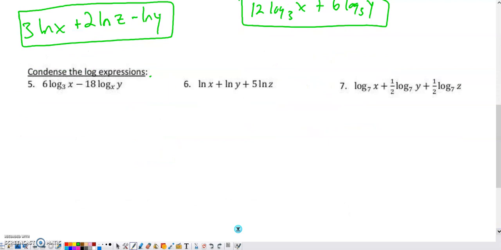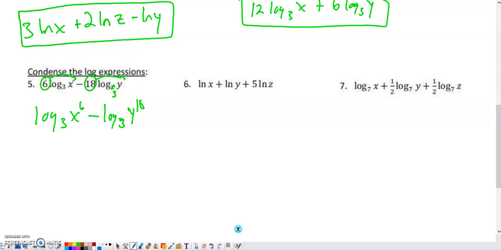Now we're going to condense the log expressions. First thing you want to do is identify if you have any powers by looking at the bigger numbers in front of the logs or the natural logs. Here we have 6 and 18. They were originally powers. You want to bring them back to where they were before you brought them down in front. So log base 3 of x to the 6 minus log base 3 of y to the 18. This should be log base 3 right there.